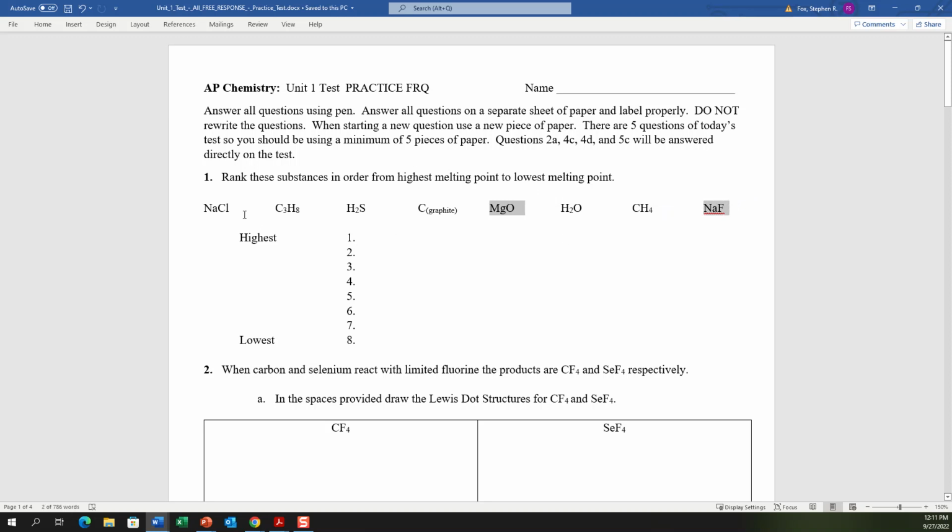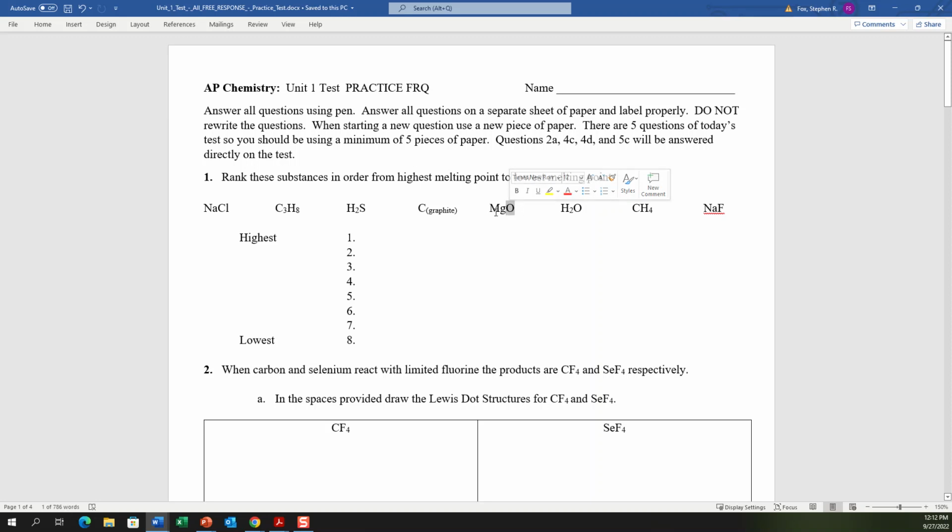Then we would highlight any of the ionic compounds, and I would rank those in terms of Coulomb's law. Between sodium chloride and sodium fluoride, I know that sodium fluoride would be stronger because fluoride is a smaller ion than chloride. But then if I'm comparing magnesium oxide to sodium fluoride, magnesium is a smaller ion than sodium, but fluoride is a smaller ion than oxide.